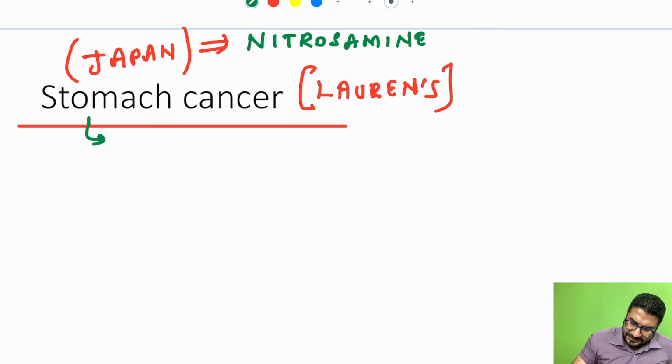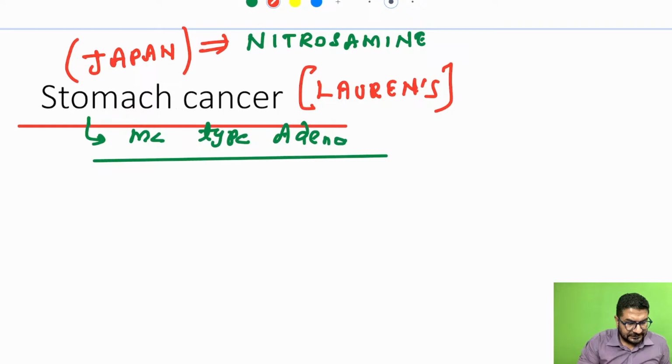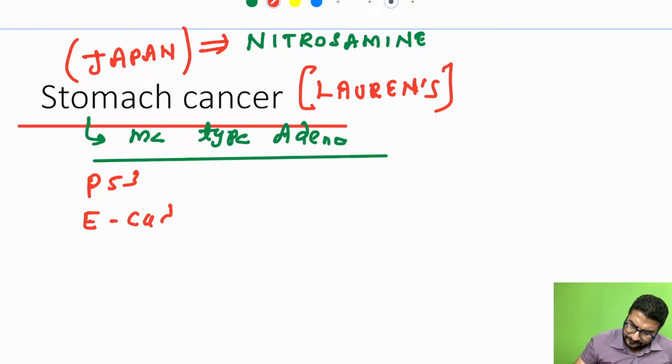Okay, like most common type is adenocarcinoma, that is true. But the Lauren classification is for adenocarcinoma. So understand this thing, we have adenocarcinoma, here we have different subtypes, right? So understand this thing, it can occur because of p53 mutation. Yes, it can occur because of e-cadherin mutation. p53 mutation से होगा या e-cadherin mutation से होगा, right?